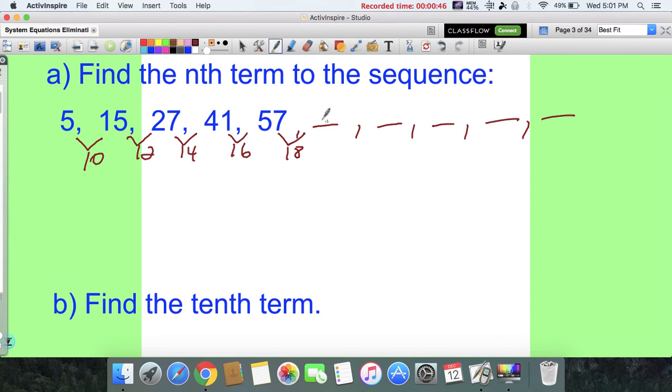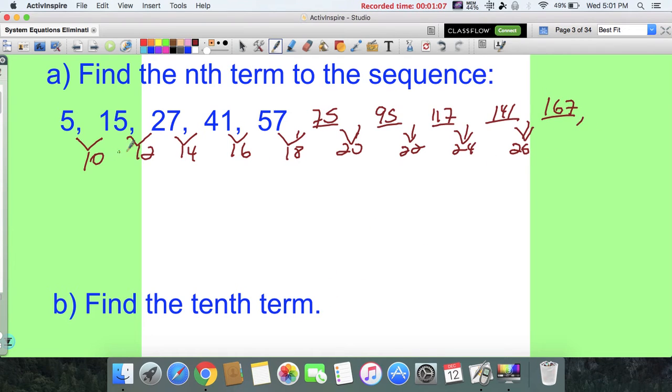So I can add 57 and 18 to get 75. The next one would be plus 20, 95. Plus 22, I get 117. Plus 24, 141. And finally, to get the last one, plus 26, and I would get 167. So the 10th term of this sequence would be 167.